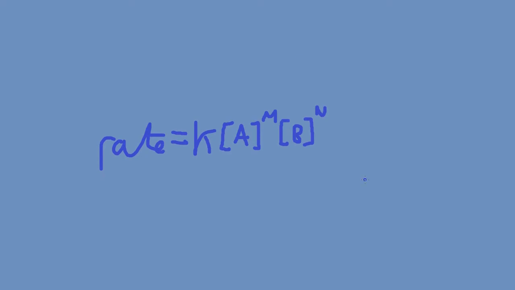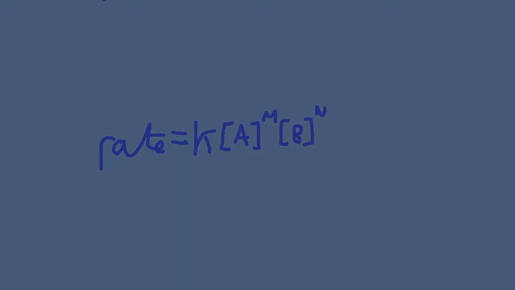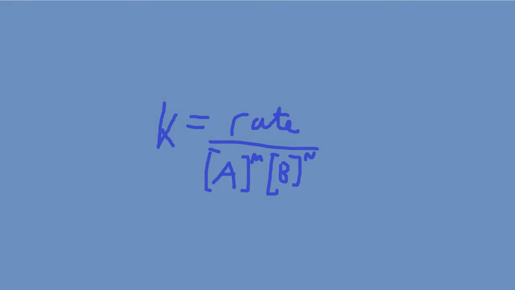However, on the topic of order of reaction, m plus n equals the total order of a reaction, which will become important later on. Finally, the units of the rate constant k change depending on the order of reaction, i.e. m plus n.